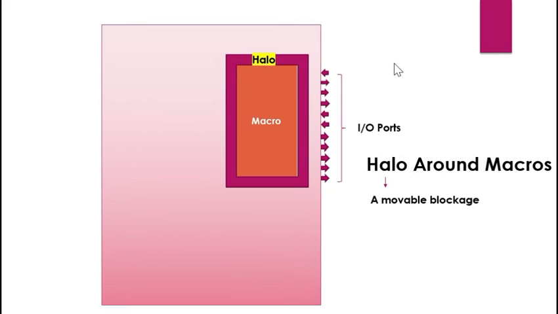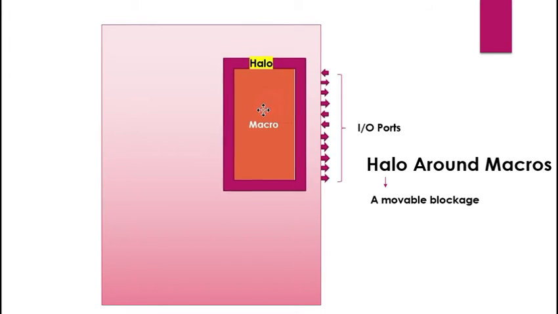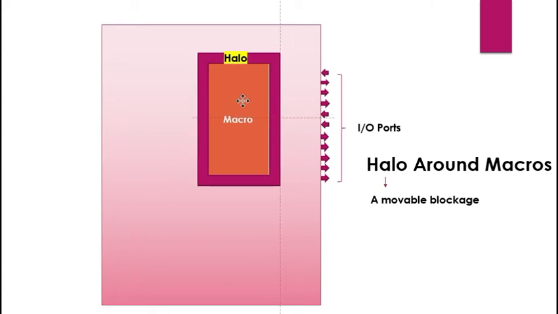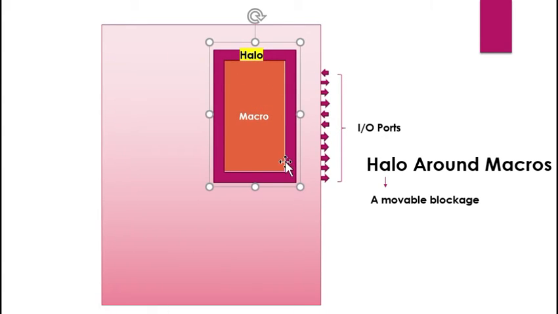And while placing the macros, it is always a good practice that we give a halo around a macro. Halo is nothing but a blockage, a movable blockage. So for example, if you are moving this macro, this halo will also move together with this macro. But if you give any other hard blockage around it, then that blockage will stay there itself if you move the macro, and it will not move along with the macro. But a halo is a movable blockage, so it will move along with the macro.